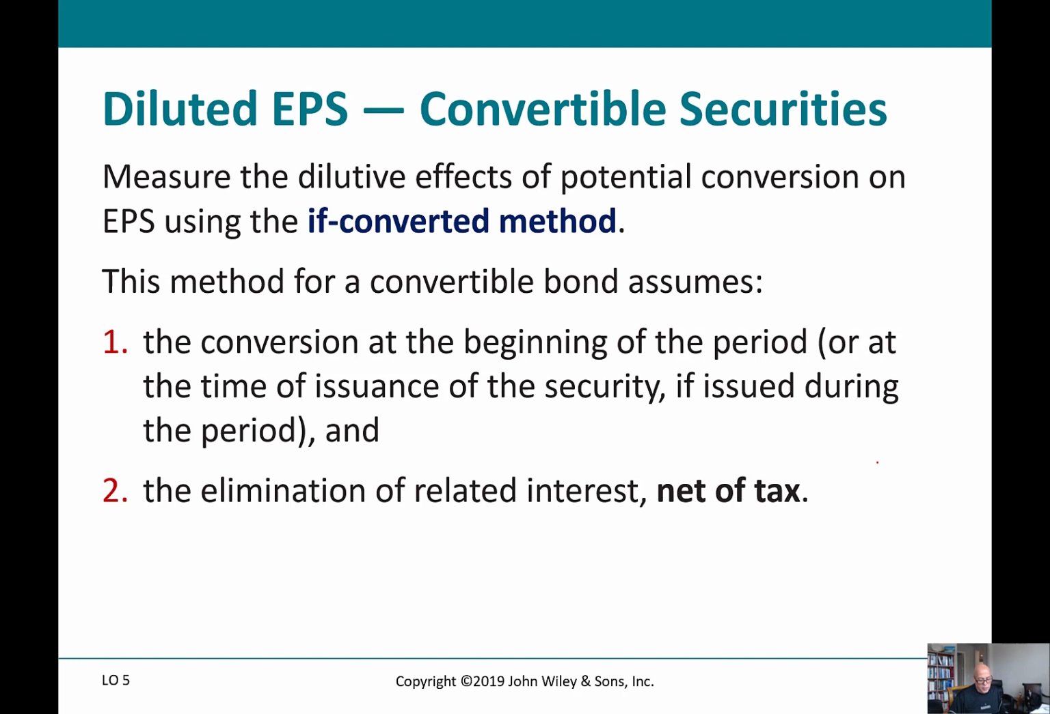Now, obviously, if you do that, you're going to have more shares outstanding, but you're going to get rid of interest as part of your expenses in the calculation of your net income. That brings your net income up. That could now be anti-dilutive, and if that's the case, we won't report it. If it's dilutive, then we will.